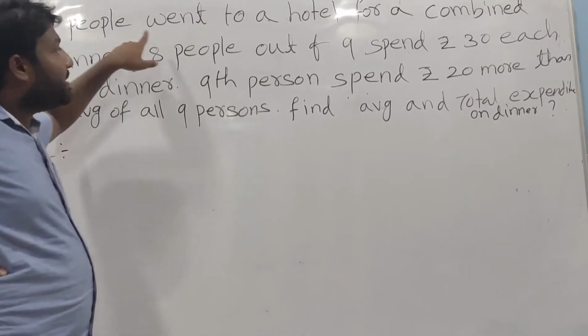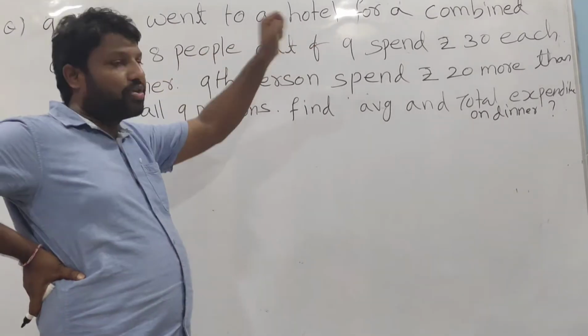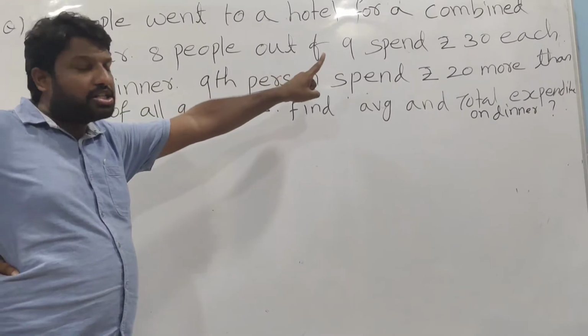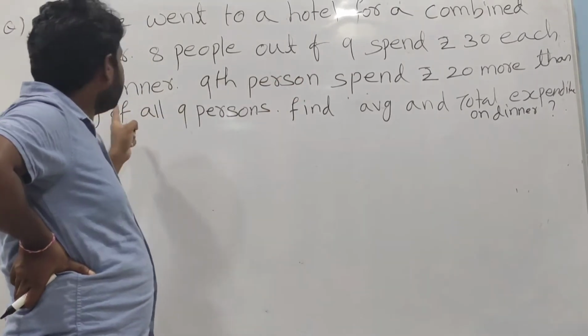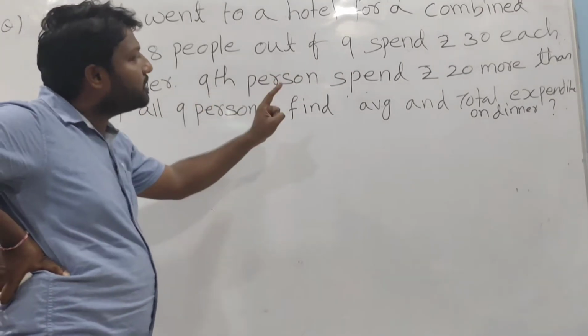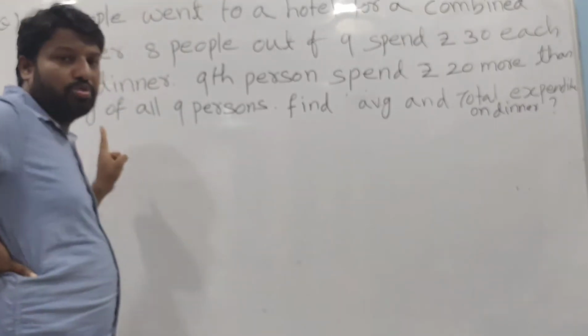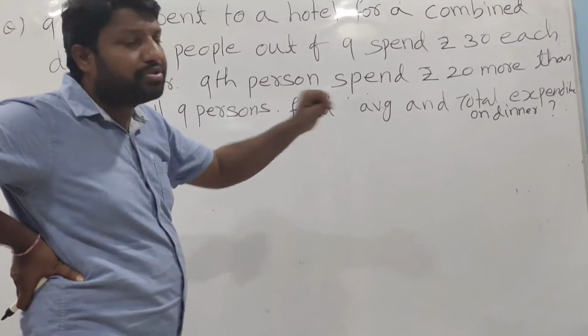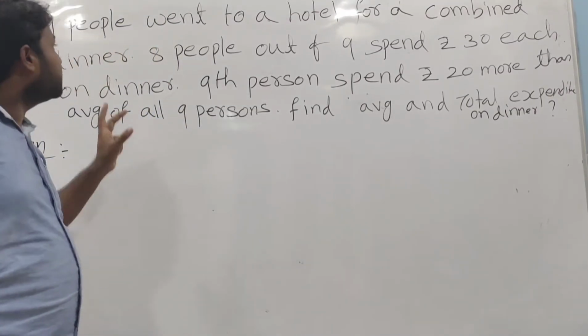The question is: 9 people went to a hotel for a combined dinner. 8 people out of 9 spent rupees 30 each on dinner. The 9th person spent rupees 20 more than the average of all 9 persons. Find the average and total expenditure. Okay, this is the question.